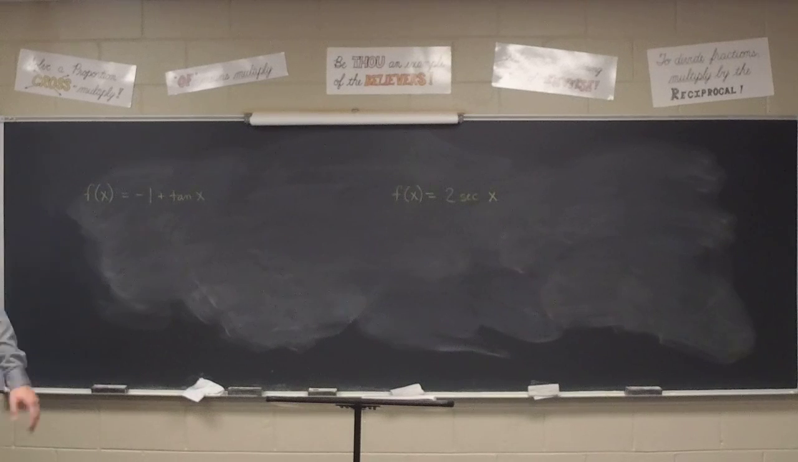All right, let's go ahead and get started. Got a couple of equations I want you at your seats to analyze and graph. We've got f of x equals negative 1 plus the tangent of x, and f of x equals 2 times the secant of x. Take just a few minutes. If you need to go back in your notes, do so. But take a few moments to work on these, and then we'll look at them together as well.